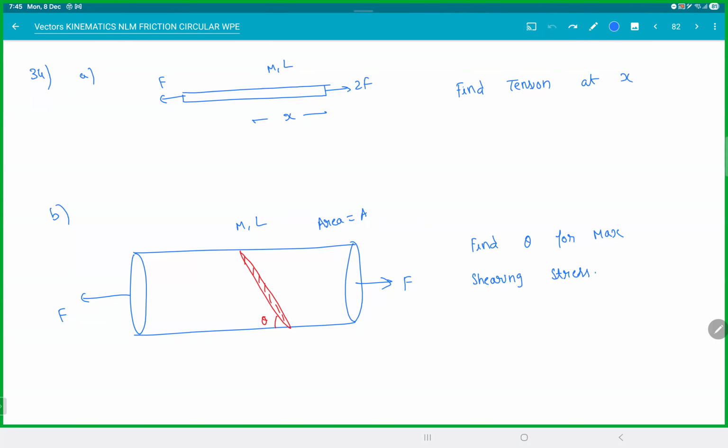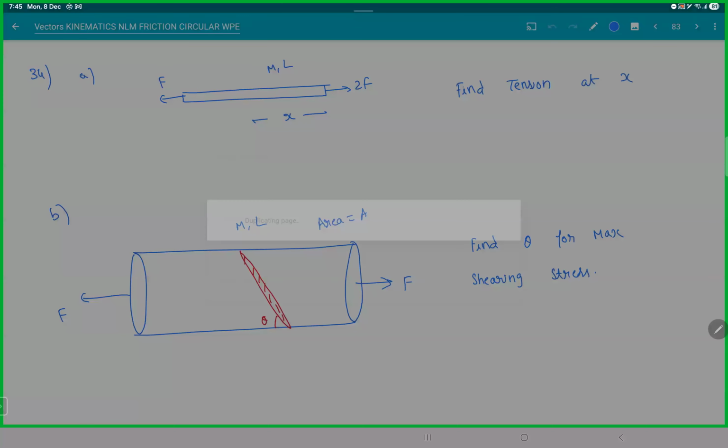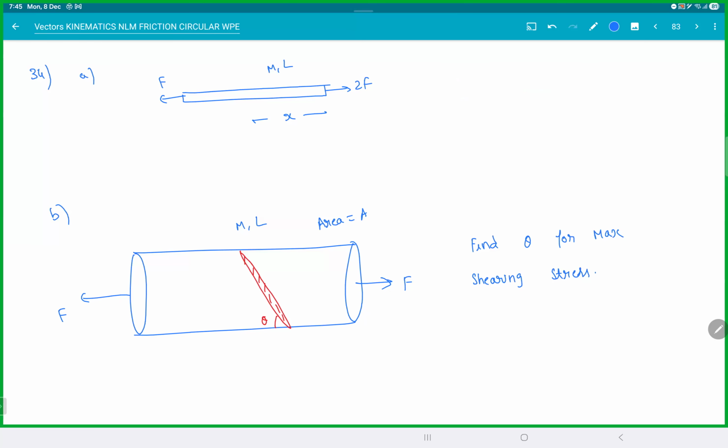This is a very standard question. You should definitely be very comfortable with this. So this is your acceleration, which is F by M. And if you cut it here, so whenever you want to find tension, cut it there. Then when you cut it, you get two pieces, left and right. You can choose any one. I will choose the right side.